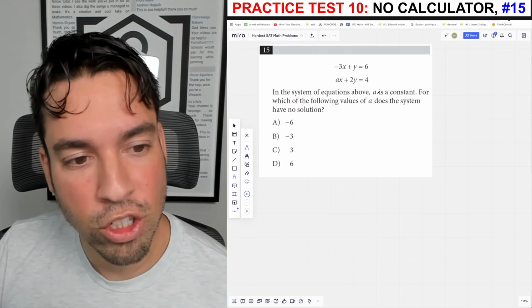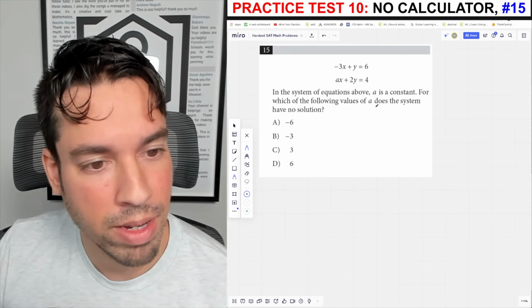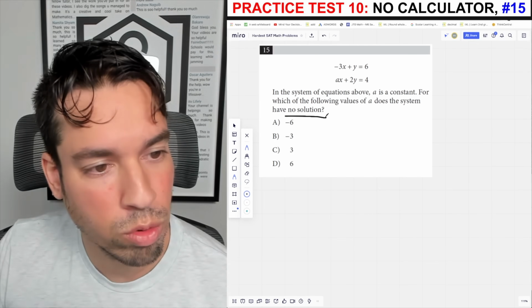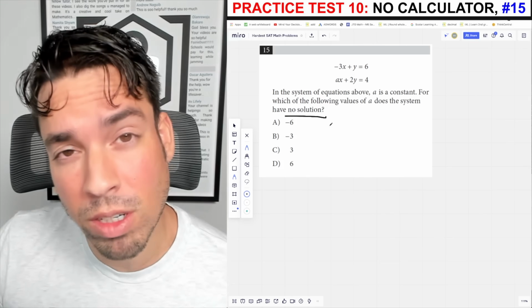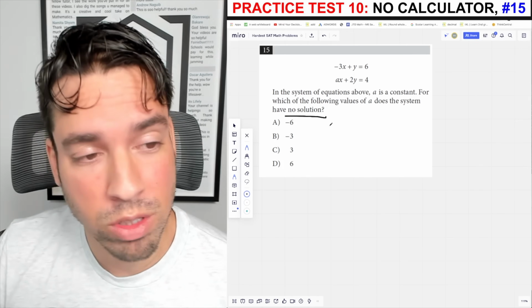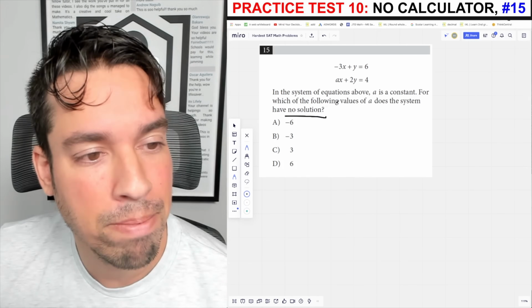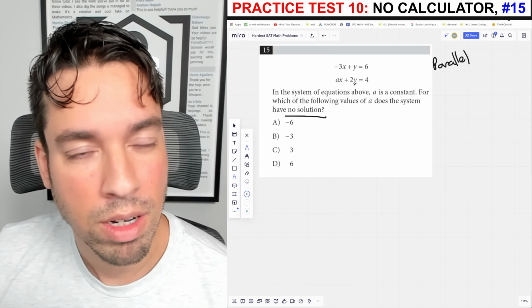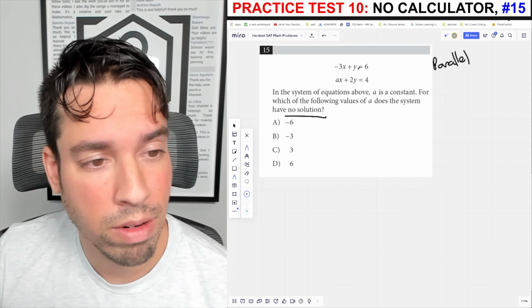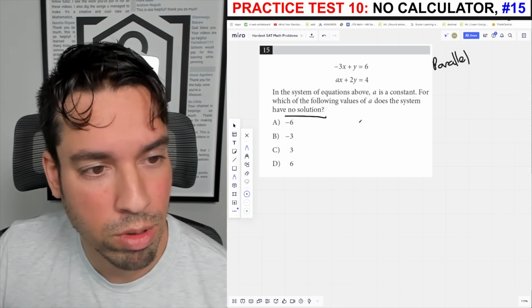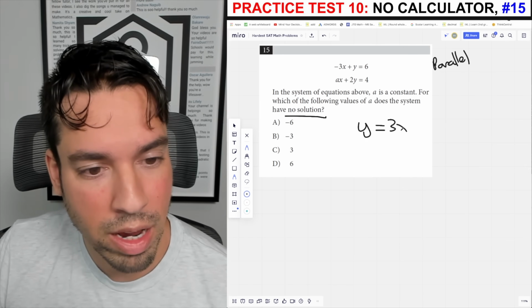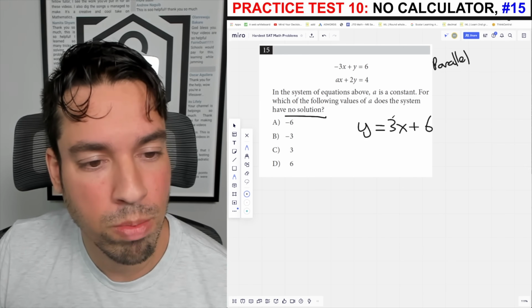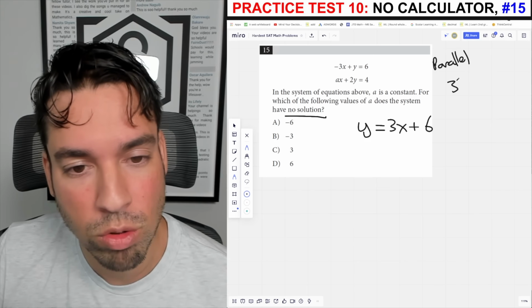In the system of equations above, a is a constant. For which of the following values of a does the system have no solution? Again, what does that mean? If you don't know what that means, you're done, you're hosed. But if you know what it means, you're good to go, and that means that these guys are parallel. They have the same slope. Again, we're going to go for these in slope-intercept form. This one's quite easy. I'm just going to add 3x, and I get y equals 3x plus 6, which means the slope of this guy, and actually both of them, is going to be 3.